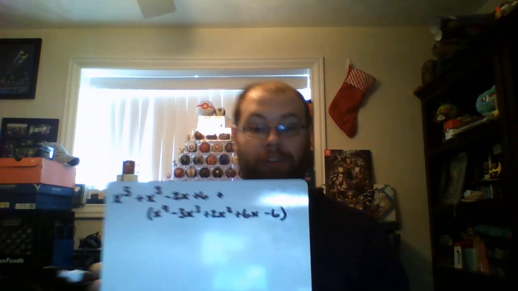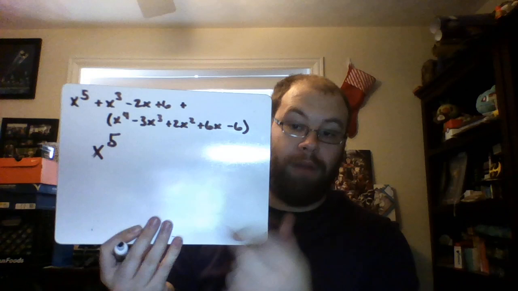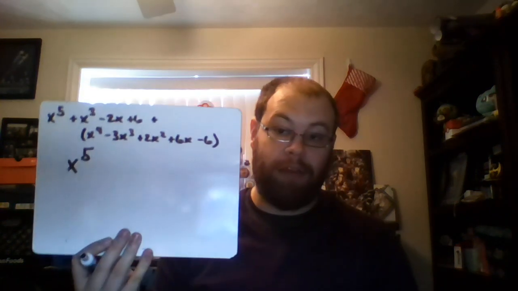So let's begin. We're just going to start at the highest possible exponent, and in that case, it's our x to the fifth. So our first part of our answer is going to be x to the fifth. So there we go. That's the first part of our answer right there underneath our problem.